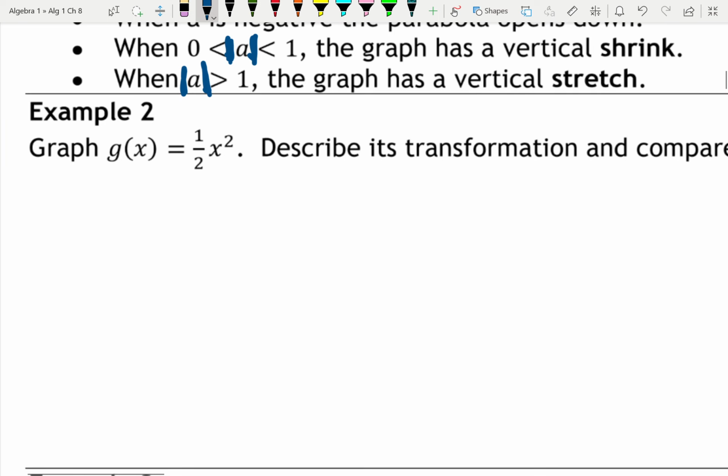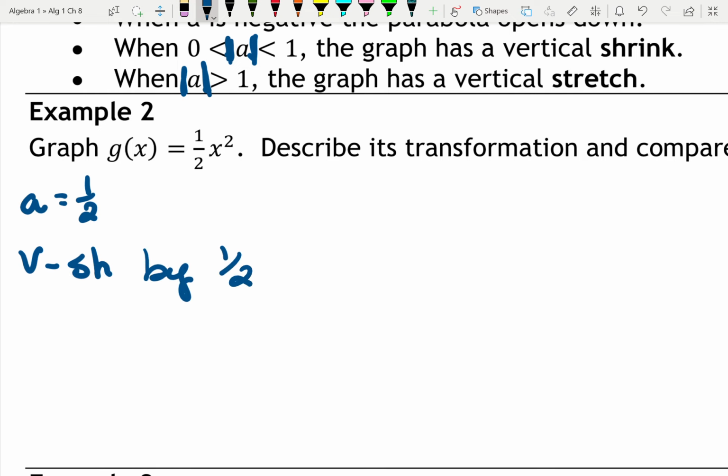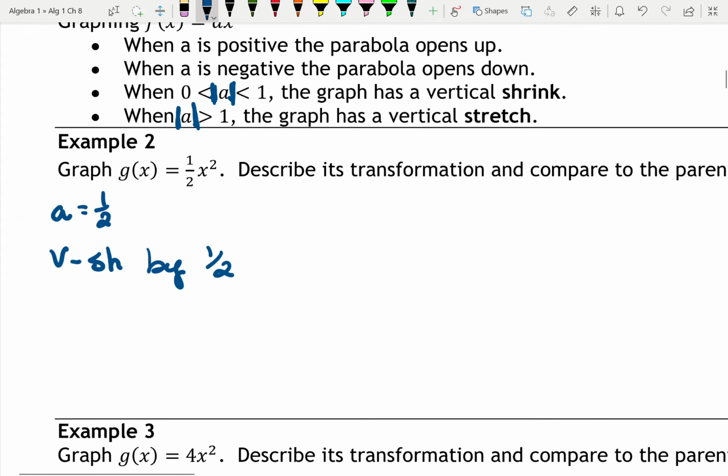We're going to graph g of x equals 1/2 x squared. So our a equals 1/2. 1/2, that's going to be a vertical shrink. So we're going to have a vertical shrink by 1/2. So we have now described the transformation. That's what we did right there.